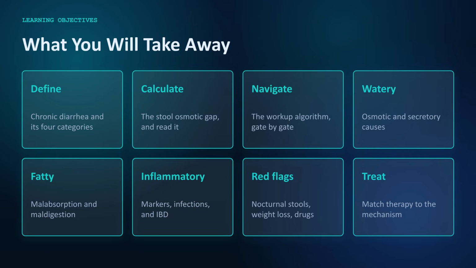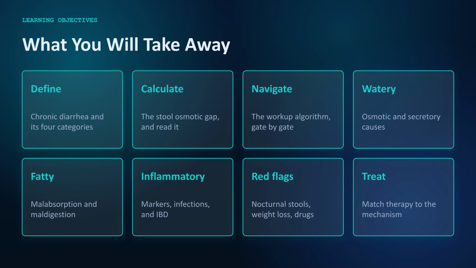Here is what we want you to walk away with. First, define chronic diarrhea and sort it into its 4 categories. Second, calculate and interpret the stool osmotic gap. This is the spine of the whole topic. Third, move through the workup algorithm branch by branch. Fourth, recognize the watery causes, osmotic and secretory. Fifth, recognize the fatty causes, malabsorption and maldigestion.